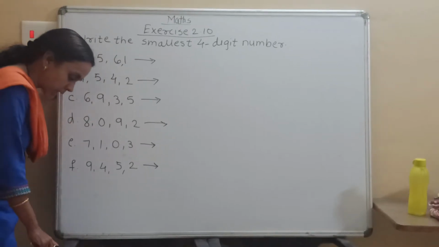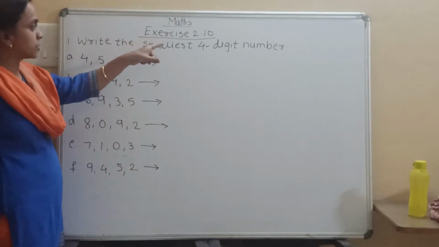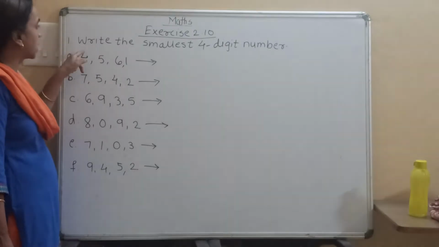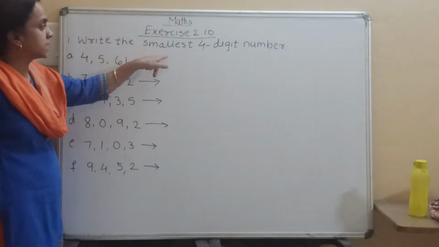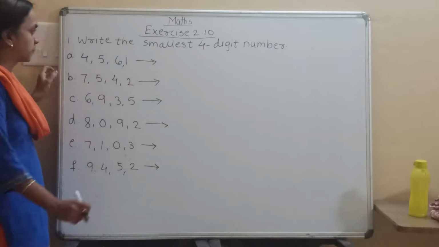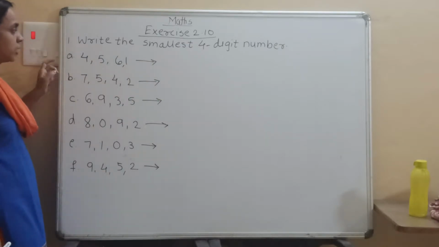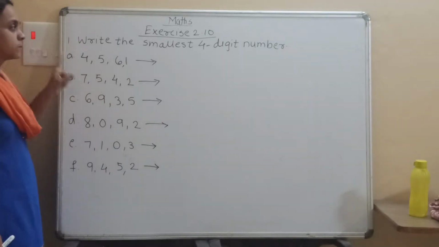See page number 33, exercise 2.10. So what we have to do here, first question is what? Write the smallest 4-digit number. So these digits are given here. So we have to prepare one smallest 4-digit number.